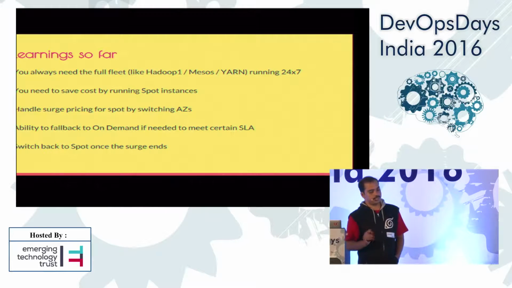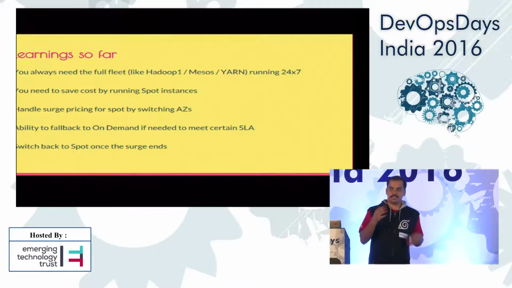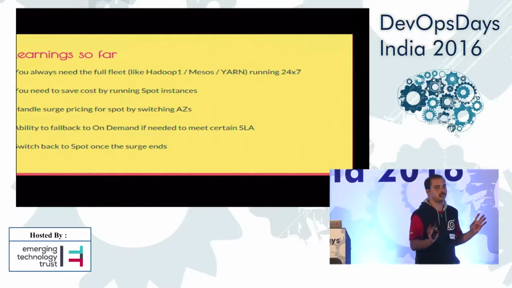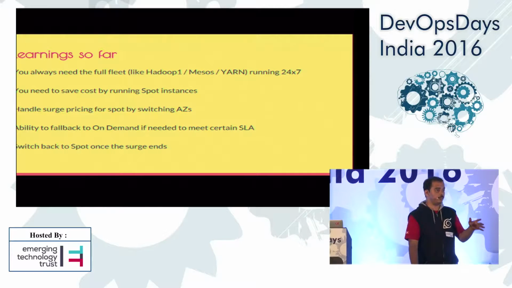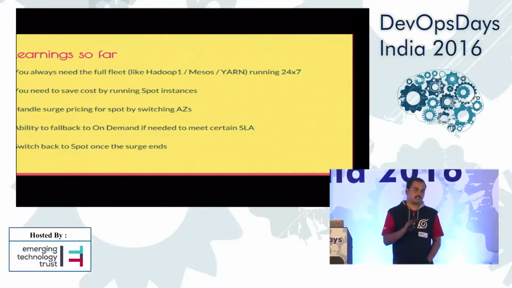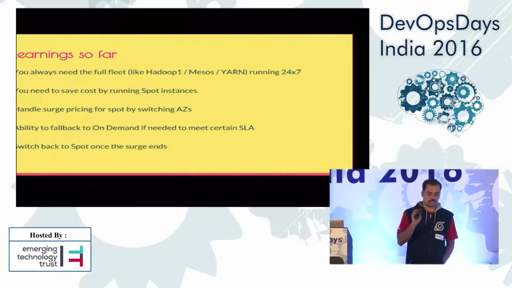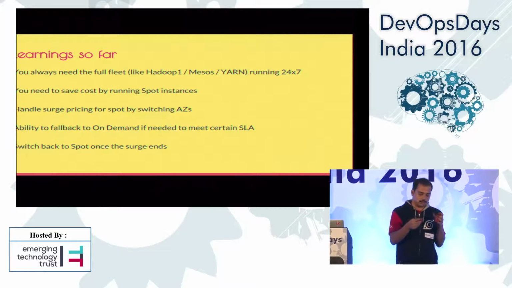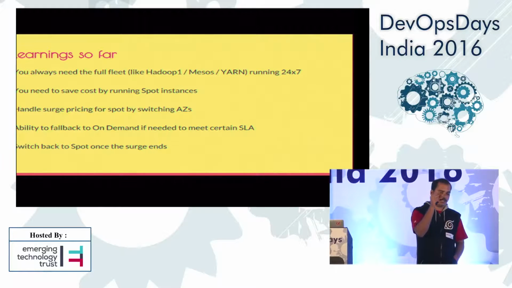So the learning so far is you need a fleet of systems, like a Hadoop, a Mesos, or a Yarn, any distributed systems that span across instances running 24/7. If you're not running 24/7, you're better off using services like EMR or any other setup where you pay an extra cost for the duration you use apart from the instance cost. That's okay because your usage pattern is very limited, and paying that small extra amount for the operations is totally worth it.